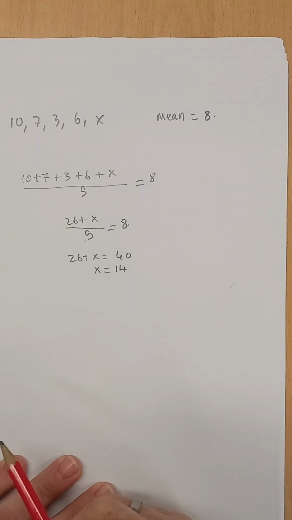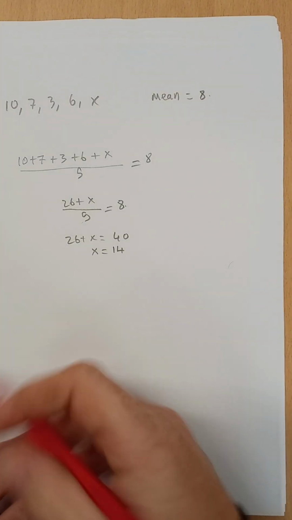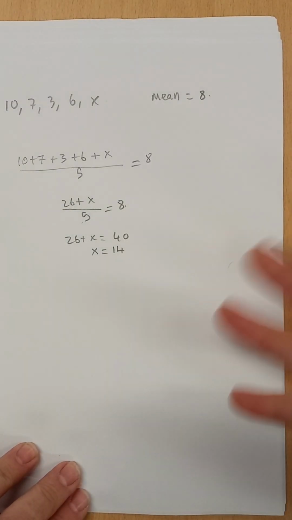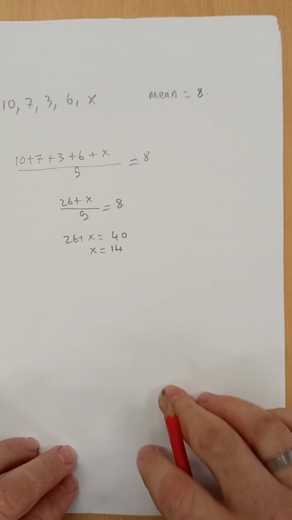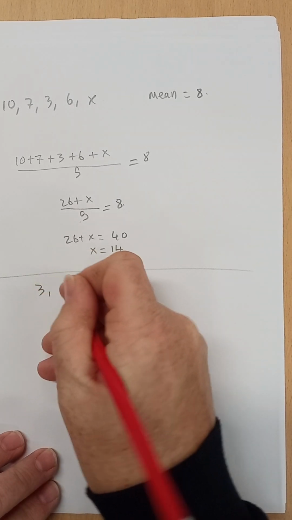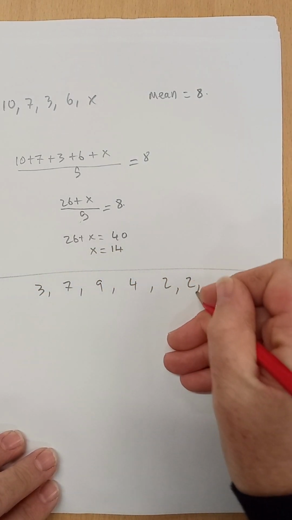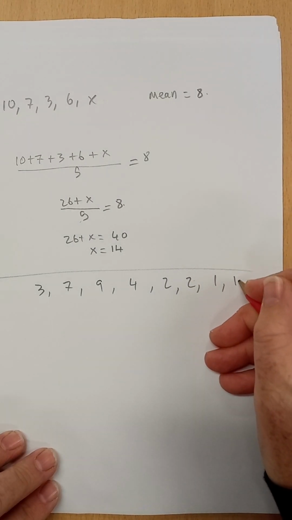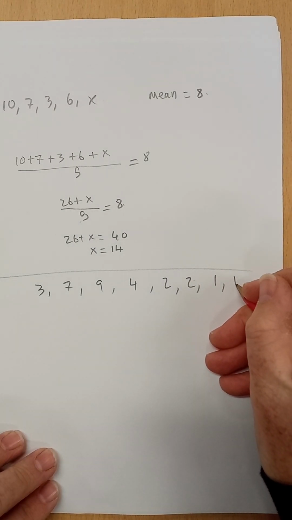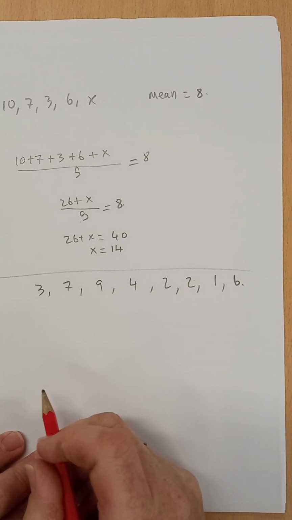Okay? Now, other examples that might come across. Let's pick one where we can do the mean, mode, and median on it. So, let's pick some numbers: 3, 7, 9, 4, 2, 2, 1, 6. So, first of all, let's find the mean of these numbers.